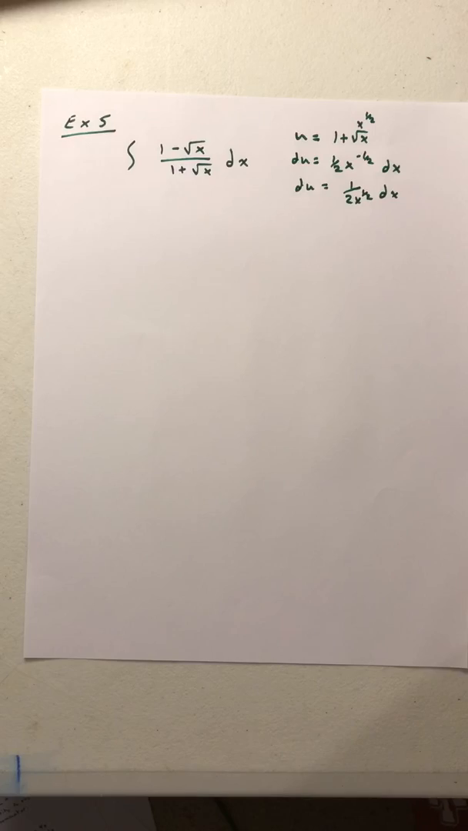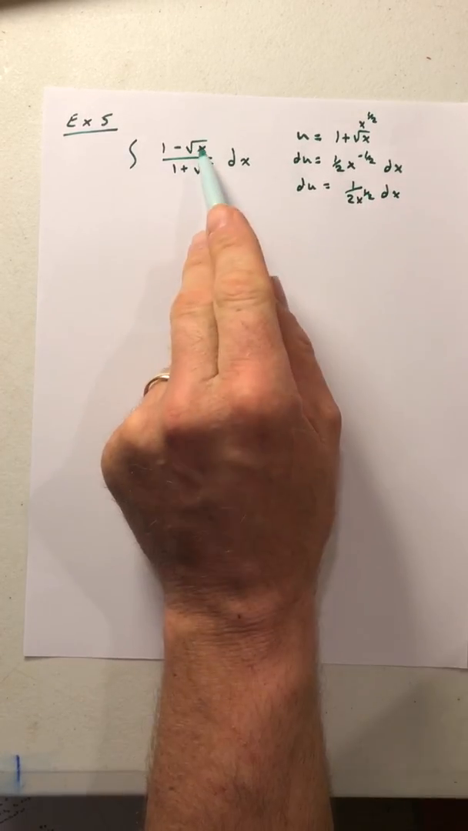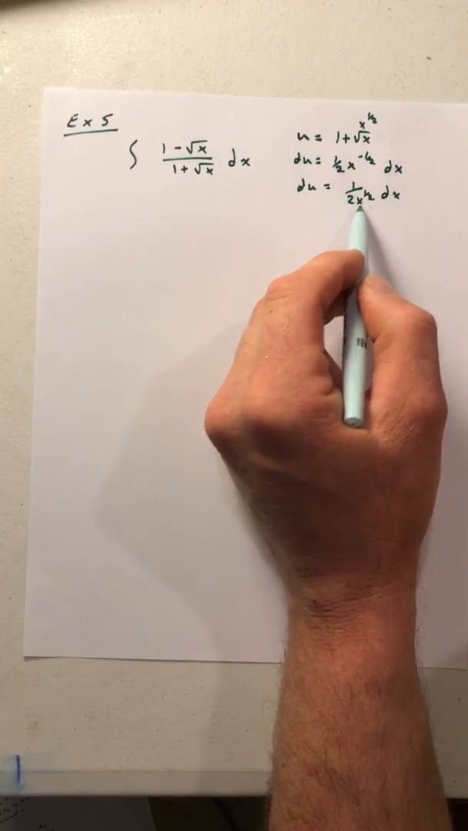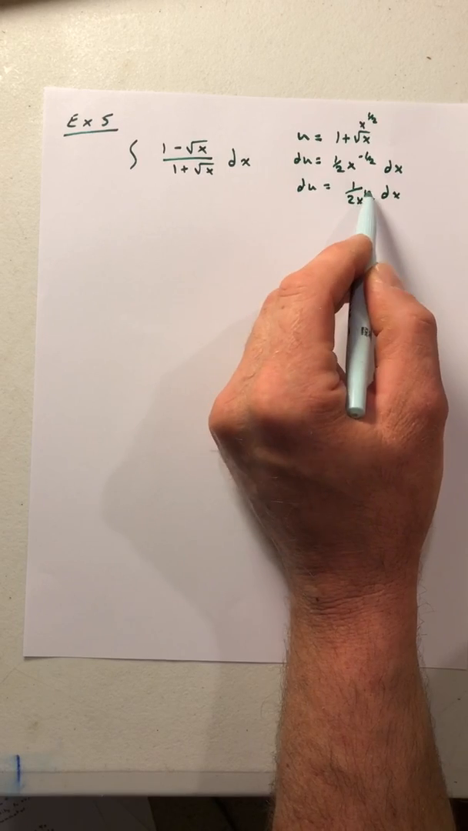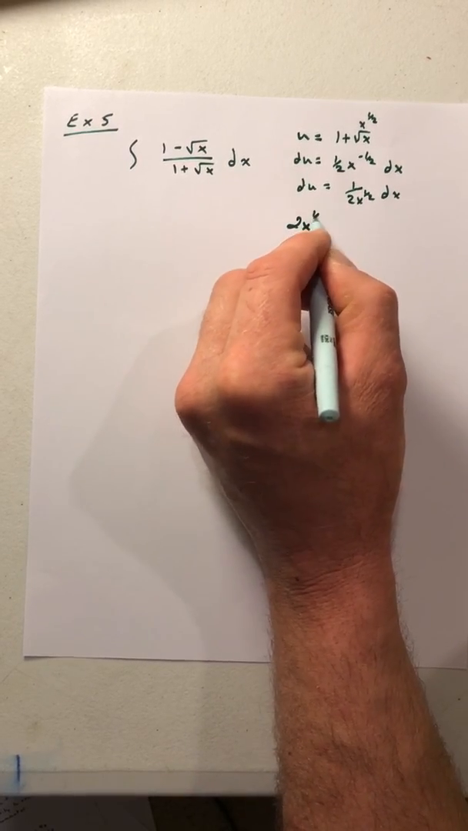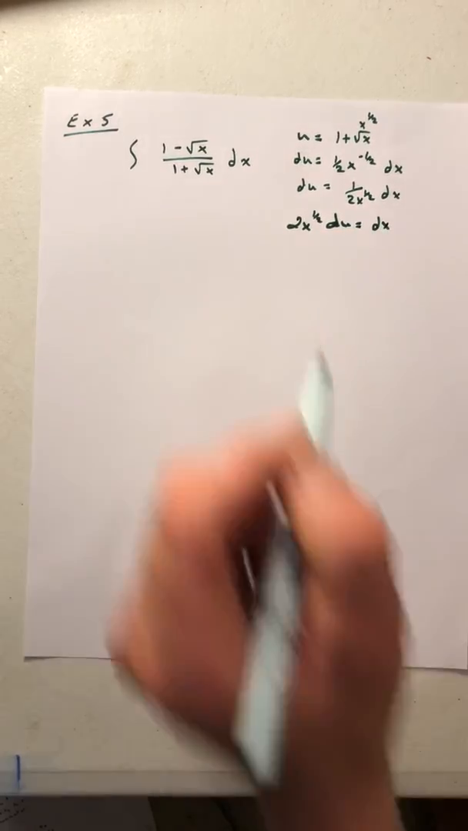And some of you may be saying to yourself, hey, we have a square root of x in there, and that's the x. But this is a numerator. This, unfortunately, is in our denominator. So we're going to have to multiply this 2x to the 1/2 all the way in to the du. So we get 2x to the 1/2 du equals dx.